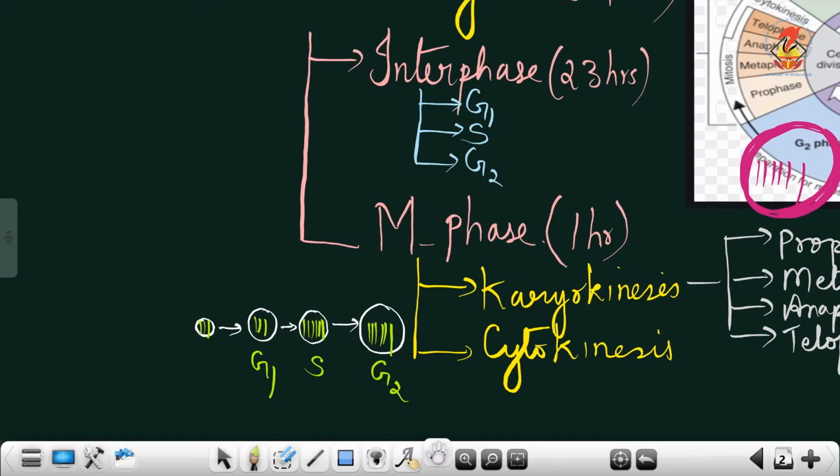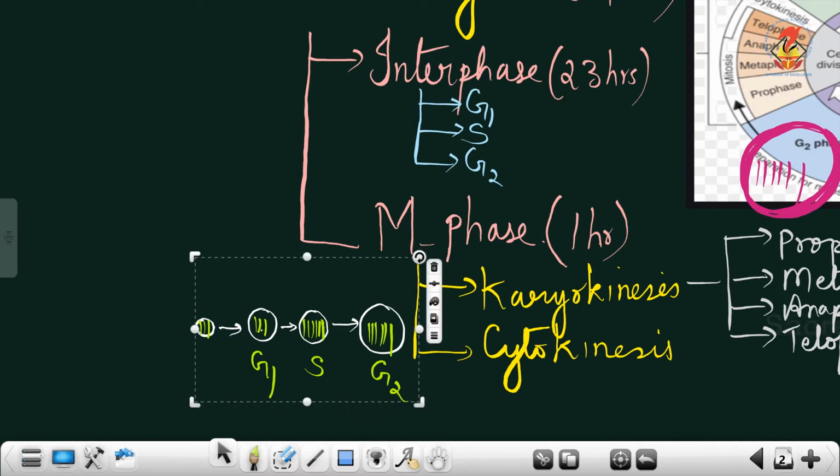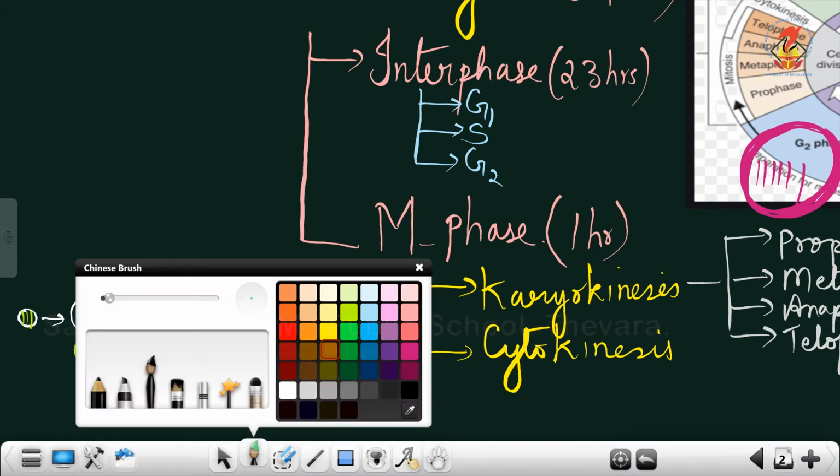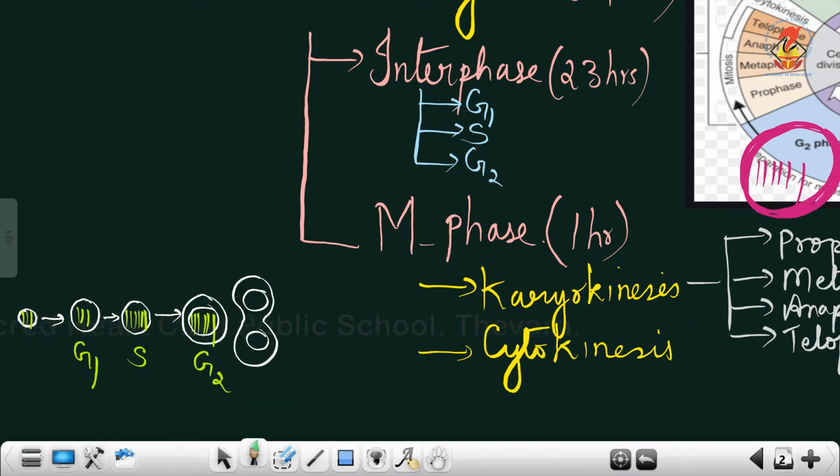But here, how is the division? First, it is the division of the nucleus followed by the division of the cytoplasm. The 6 chromosomes are inside the nucleus, so the nucleus divides. And still the cytoplasm is not divided. Now what happens when the nucleus divides? The chromosomes get segregated, distributed to the 2 nuclei. So 3 will come here and 3 will come here. So this is the representation of karyokinesis.